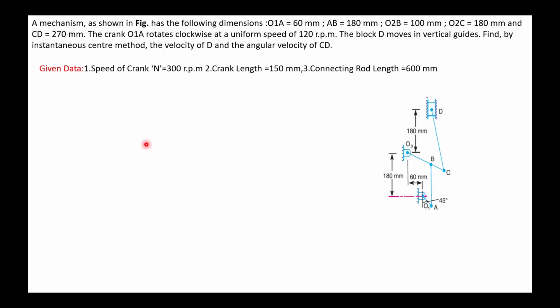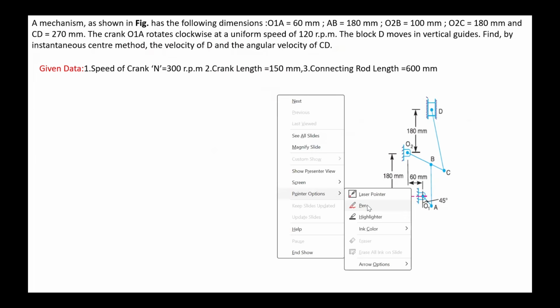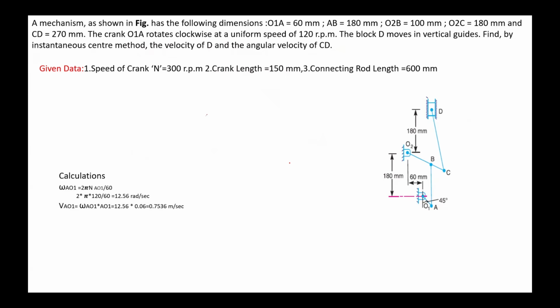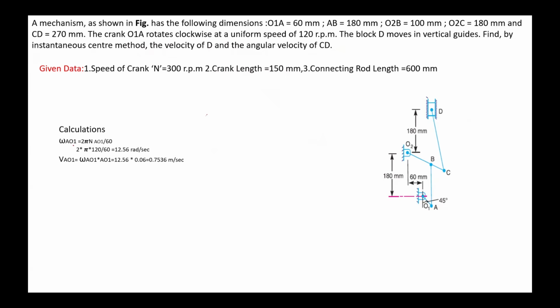That velocity can be calculated by using the formula given here. As we know, the speed of crank O1A is given as 120 rpm. So by using 2 pi N divided by 60, you will get the omega. That omega is 12.56 radian per second.